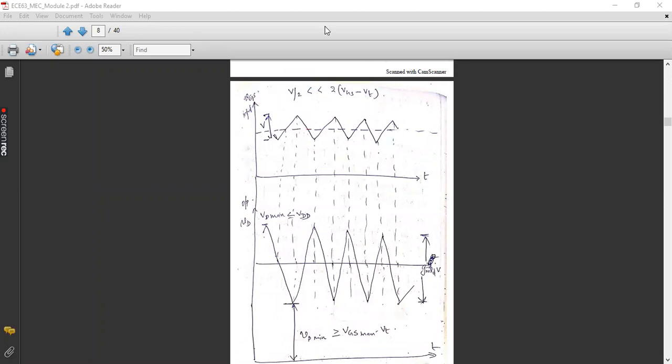Any doubts, students? Regarding the first waveform, Banu Prakash? Okay.